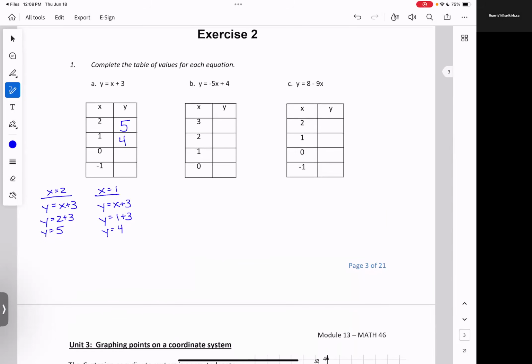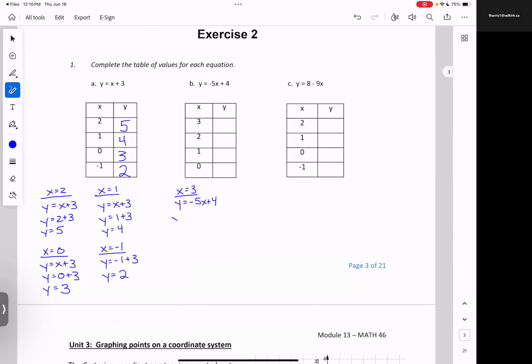Okay, x is 0, we'll have y is 0 plus 3, which is just y equals 3. And when x is negative 1, we're going to have y is negative 1 plus 3, which is 2. Okay, next one, same sort of thing. So this time we've been asked to start with x equals 3. So I'm just going to write our equation down again.